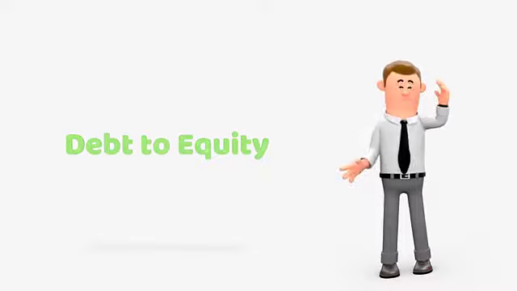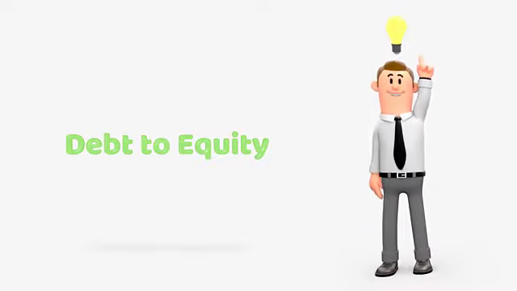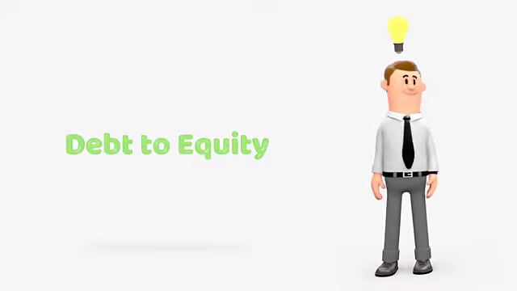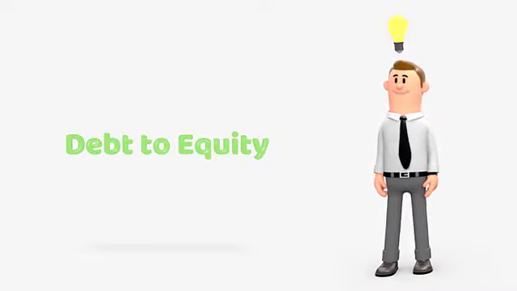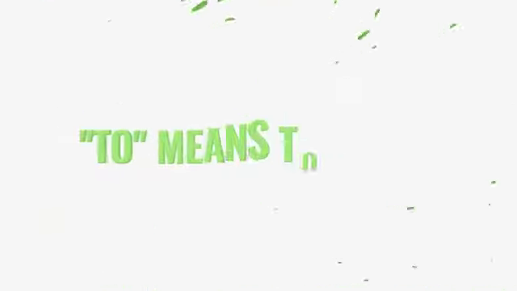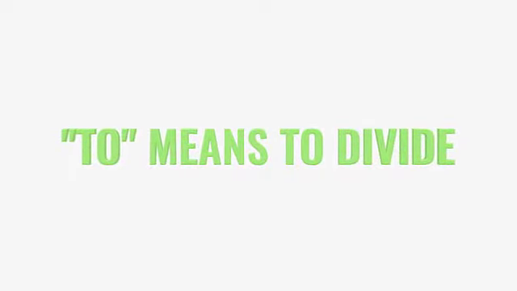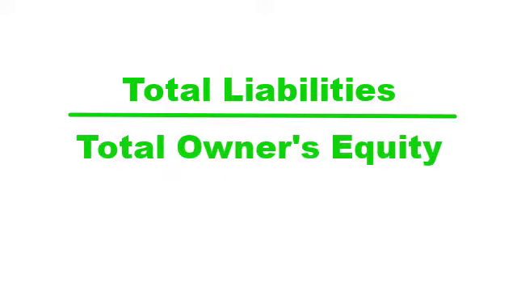Just like with the return on sales, the name of this ratio, debt to equity, tells you how to calculate it. That's what's so cool about ratios. The word "to" in a ratio means to divide. So to calculate the debt to equity, you start with total debt, or total liabilities in accounting terms, and divide that by total owner's equity. Debt divided by equity, or debt to equity. Pretty neat, right? Let's try an example.